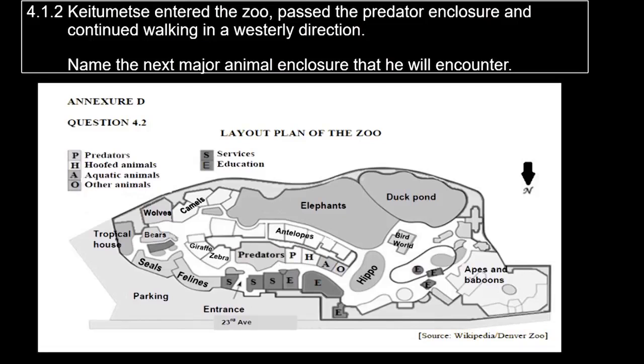Now they say Gr12 entered the zoo and passed the predator enclosure and continued walking in the westerly direction. Do you know where is your west? North is down. Usually we are used to saying if it was up, then this side would be our east. But now it's facing down. Our east is going to be on the other side. So then it means that this is going to be our west and this is going to be our east. So just remember, if they turn it around, you can turn your map because it will be physically so, then you just turn it around and it will still make sense to you.